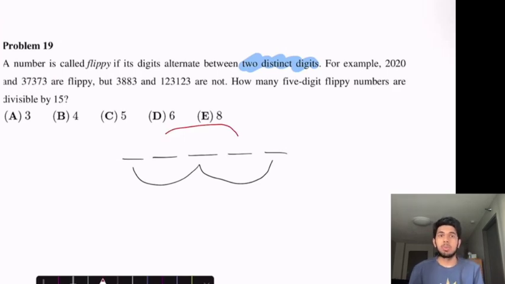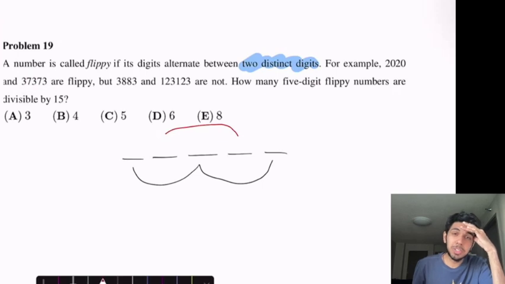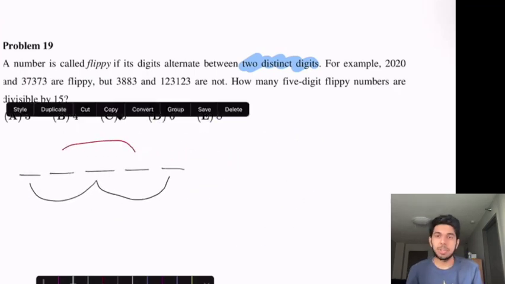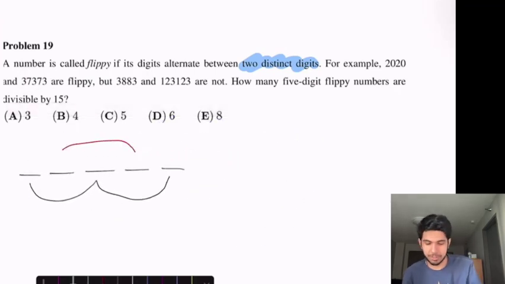Cool. We want to construct 5-digit flippy numbers that are divisible by 15. The reason why I say construct is because it would be super annoying to go through all 5-digit numbers, first determine if it's flippy, and then see if it's divisible by 15. That's just too much time, right? So the way that we'll do this is we'll try to construct these 5-digit flippy numbers, and that might be easier. So with that in mind, we have to think, when is a number divisible by 15?